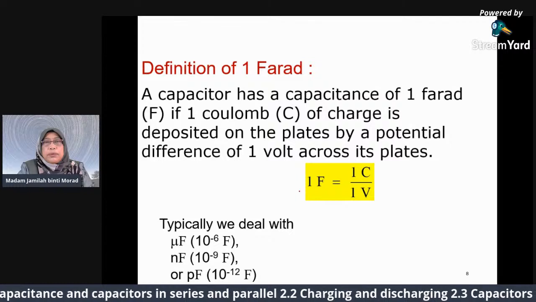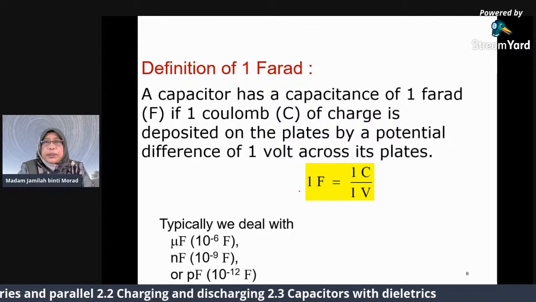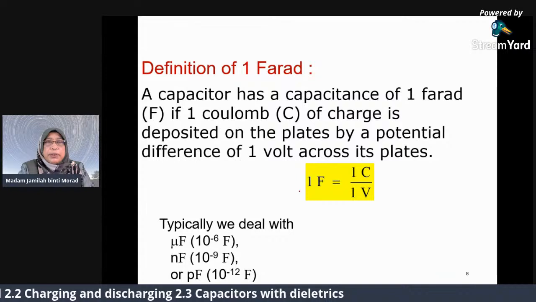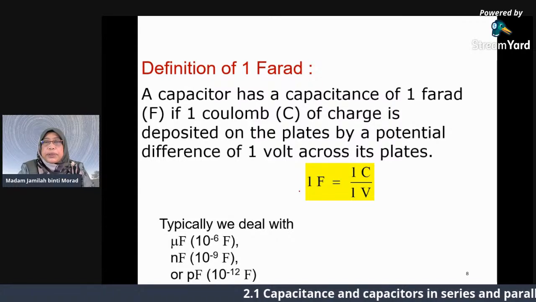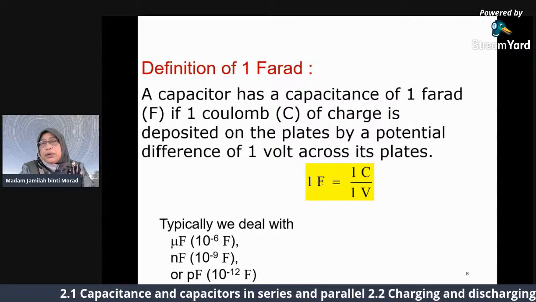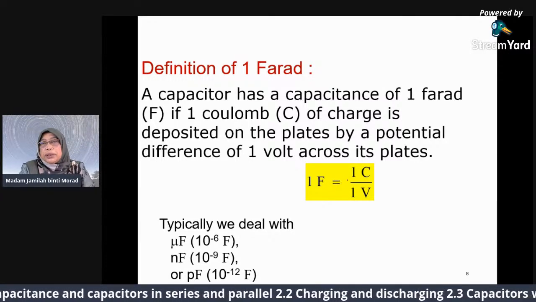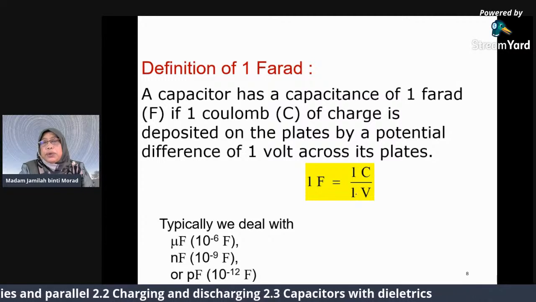Okay, definition of 1 farad. A capacitor has a capacitance of 1 farad if 1 coulomb of charge is deposited on the plate by a potential difference of 1 volt across its plate. So you need the charge to be 1 coulomb per voltage applied of 1 volt to have a capacitor of 1 farad.